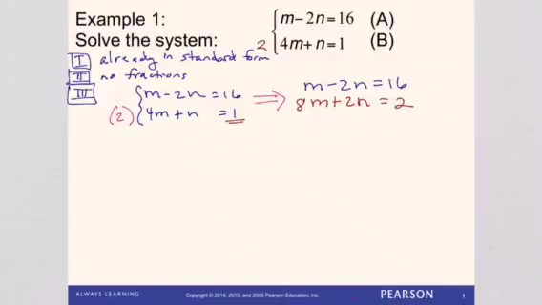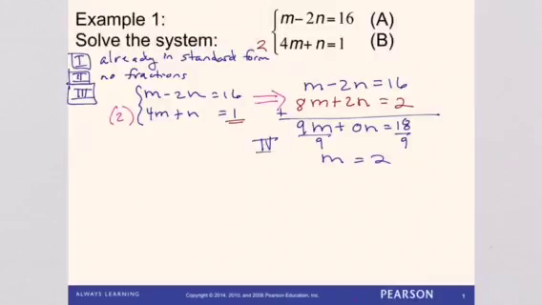Now we're going to add these equations. So we get 9m plus 0n equals 18. We divide both sides by 9. I'm ignoring the n because it's now 0. And we get m equals 2. Nice. So that was step 4 to solve for the variable.